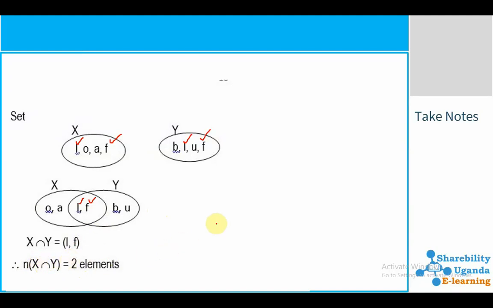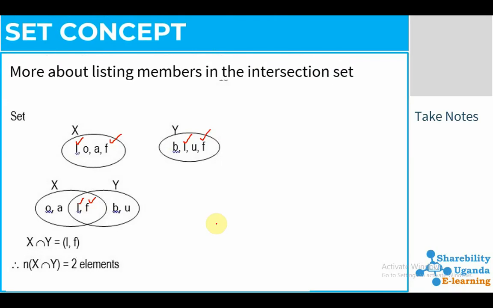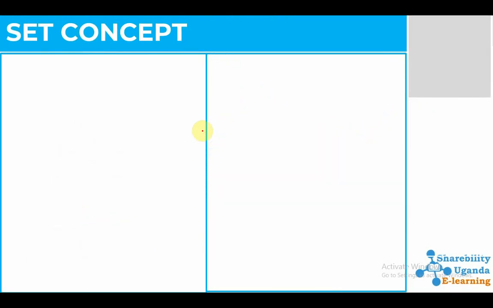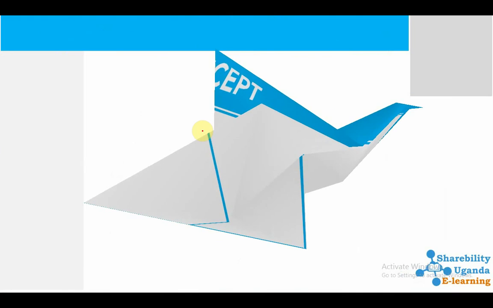Then we can go ahead. Okay, that was all about listing the members of the intersection part. Okay, come ahead and go.